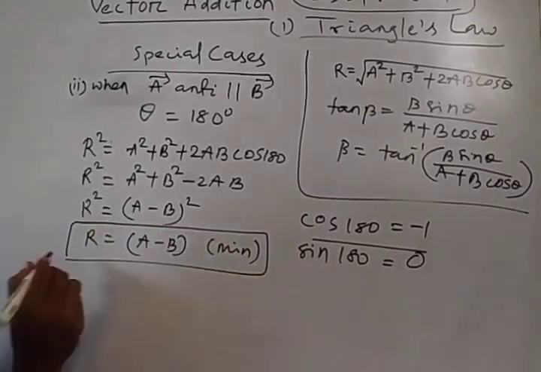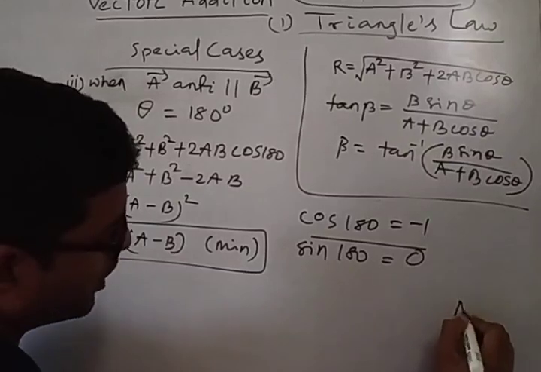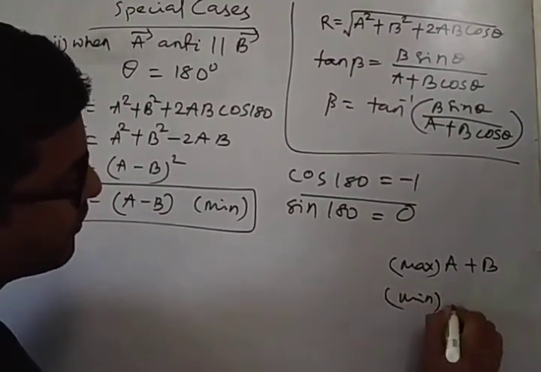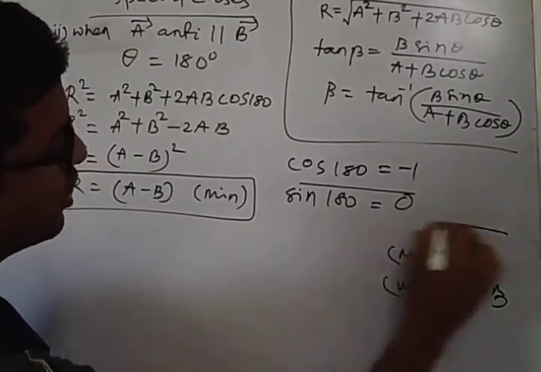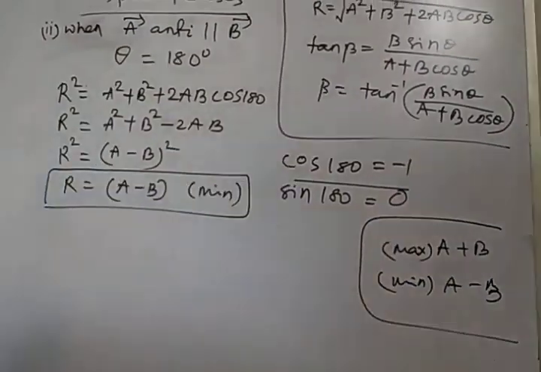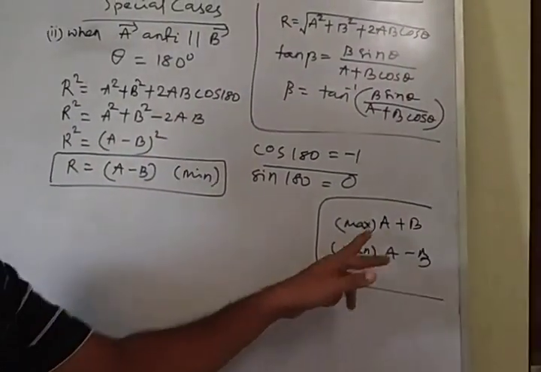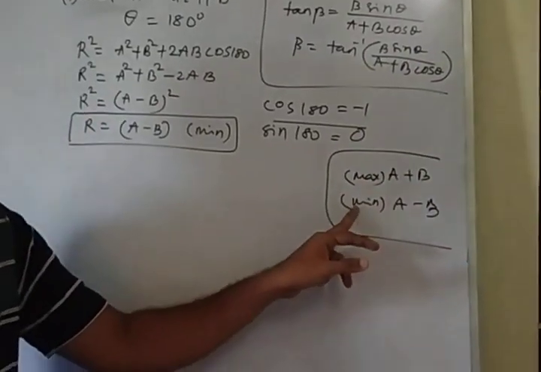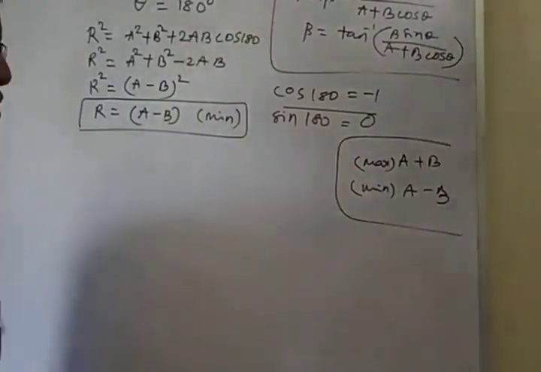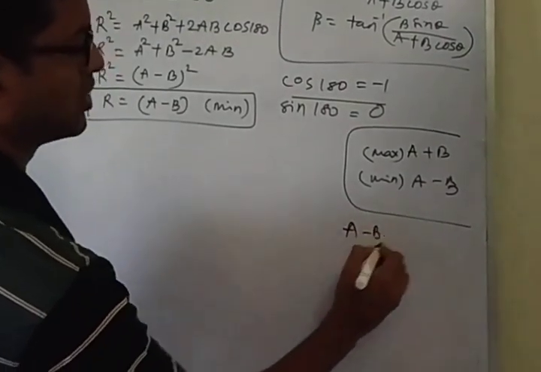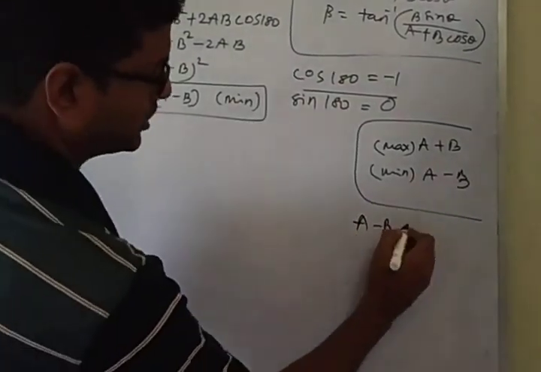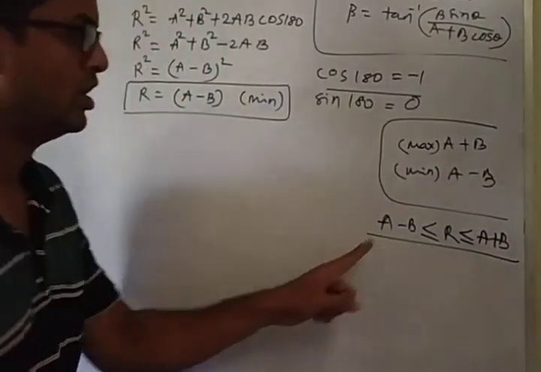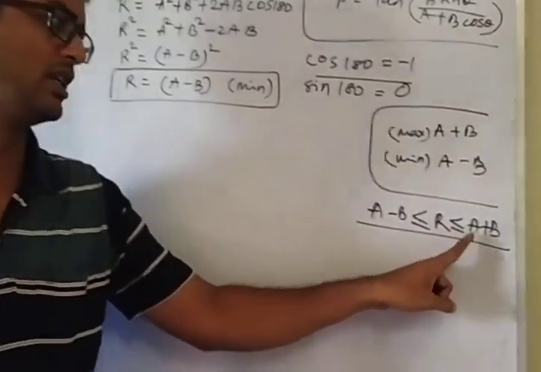So whenever we add two vectors, we will get a maximum value a plus b, and we will get a minimum value a minus b. Wherever you are adding two vectors, in whatever way, the maximum value cannot go beyond a plus b and the minimum value cannot go below a minus b. So the resultant of any two vectors added under any conditions will be like this. This is the real concept of the day: a minus b is less than or equal to r is less than or equal to a plus b.